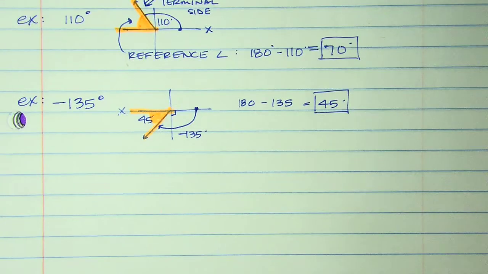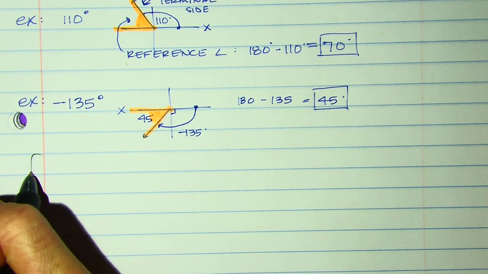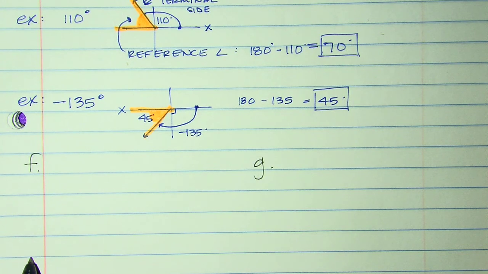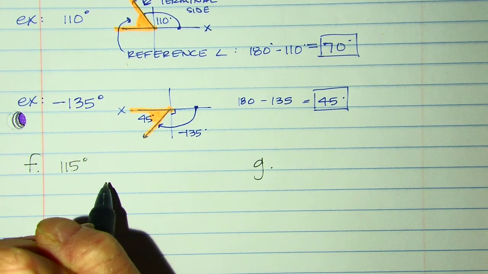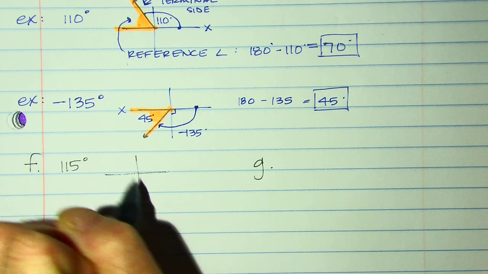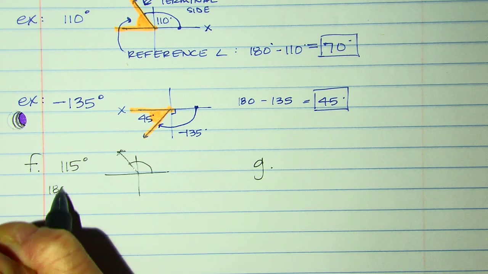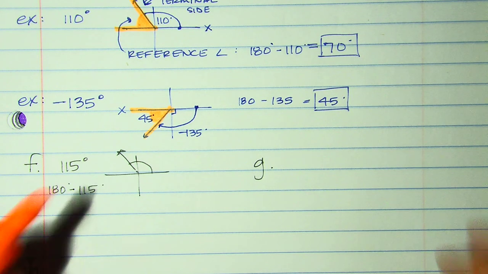Okay, so back to our lesson practice. They'd like us to find the reference angles for part F, G, and H. So part F, 115 degrees. You don't have to draw a picture, but it's good practice. That would be here. So 180 minus 115, right? I'm looking for this angle here.